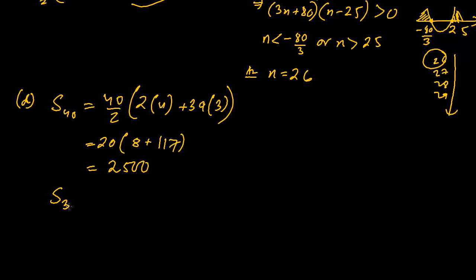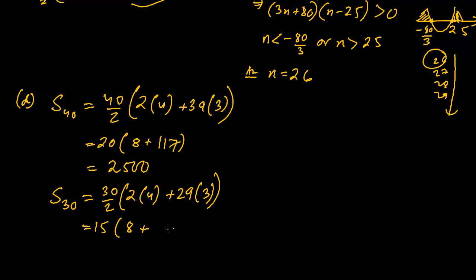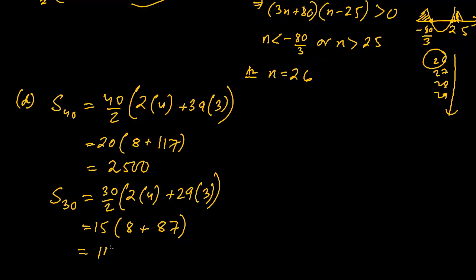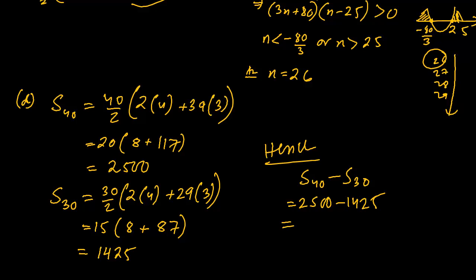Now the sum of the first 30 terms would be n by 2, twice a plus n minus 1, which is 29, times the common difference 3. So this would be 15 times 8 plus 87. So if you calculate this, this would be 8 plus 87 multiplied by 15. So 1425. Hence, the sum of the last 10 terms would be S40 minus S30, which is 2500 minus 1425, 1075.